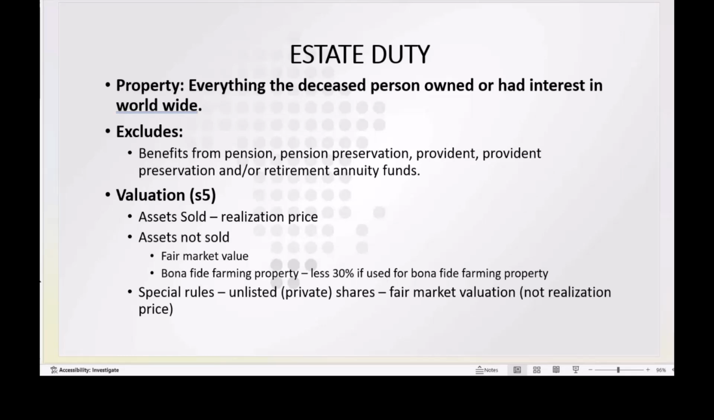How do we then value our property? This is the part that we need to know very well. We determine the values of our assets using Section 5 of the Estate Duty Act. So any assets that were sold, we would use the price that we got for that specific asset. If the assets were not sold as part of the winding up of the estate, then we would use the fair market value. But if we have a bona fide farming property, we will deduct 30% from the fair market value if it's still being used for bona fide farming activities.